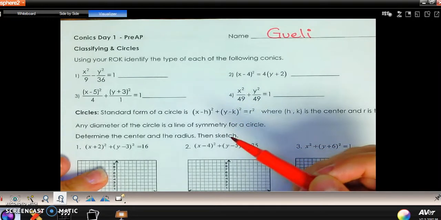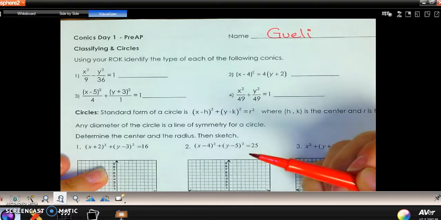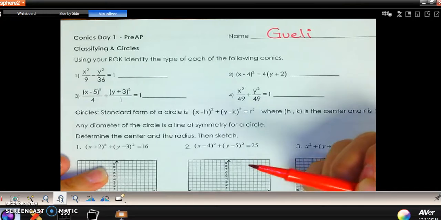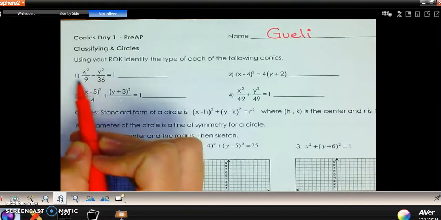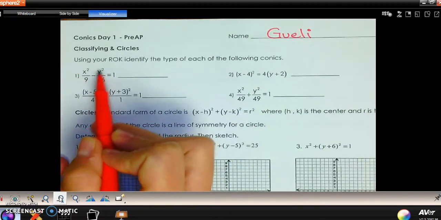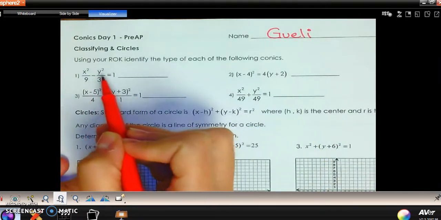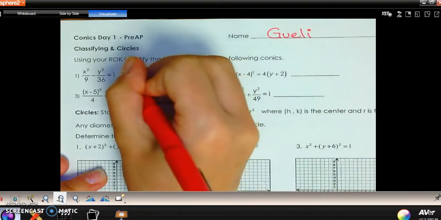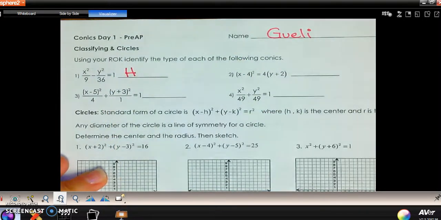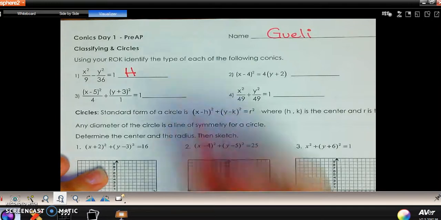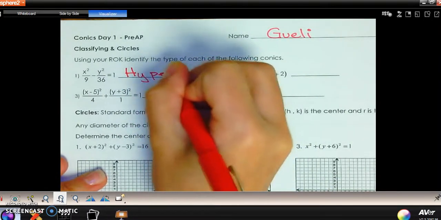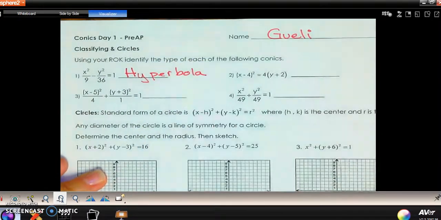If the answer is yes, I have to ask myself the next question. Do x squared and y squared have the same sign? Here the x squared is positive, but this negative is with the y squared, so my answer there would be no. If there's two squared terms, but one of them is negative, that tells me that it's a hyperbola. You could put an H there, or you could write out hyperbola, either or. I guess I'll write it. All right, and then we're going to go on to the next one.